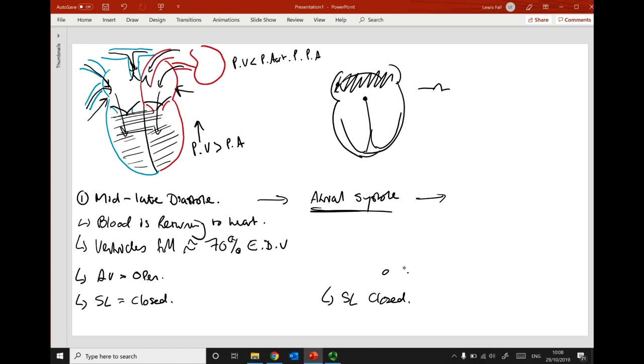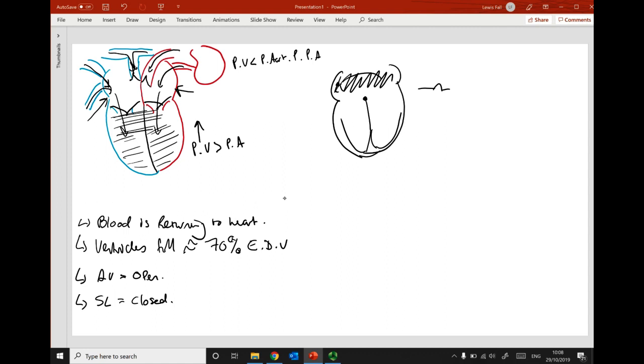So, we've done mid-late diastole, we've now gone into atrial systole. The atria are now going back into diastole because something cool is happening. Let's get rid of this as well. Something really cool is happening. And I'll tell you what's happening: the conduction system is really starting to kick into high gear.